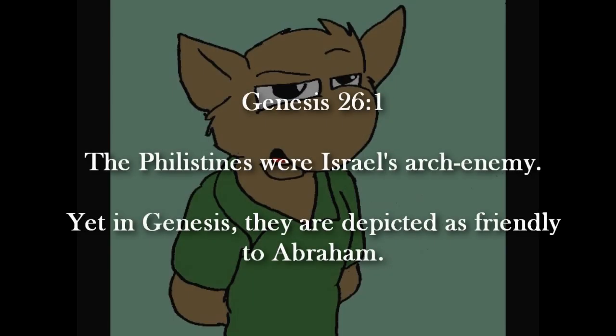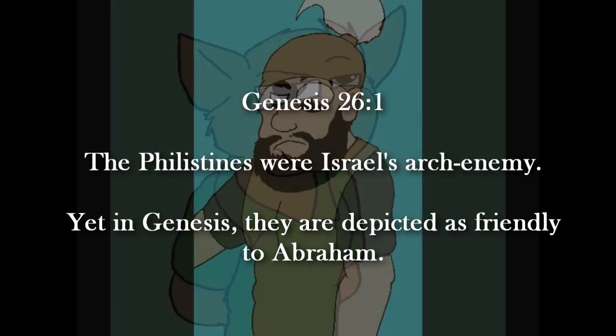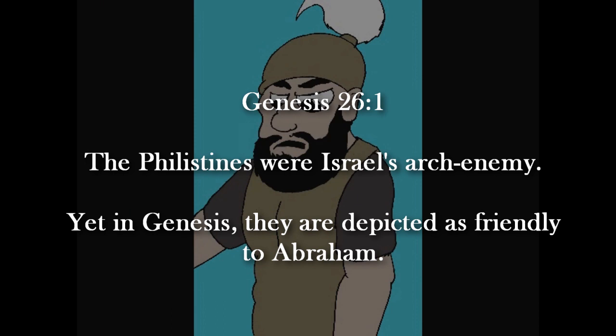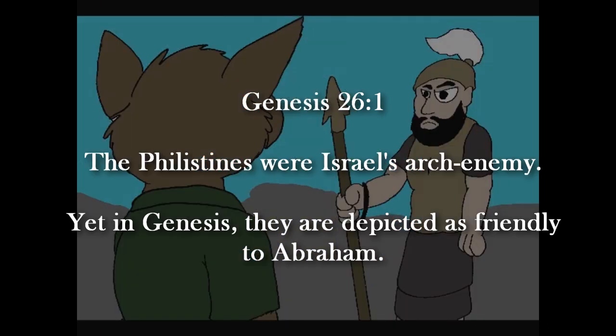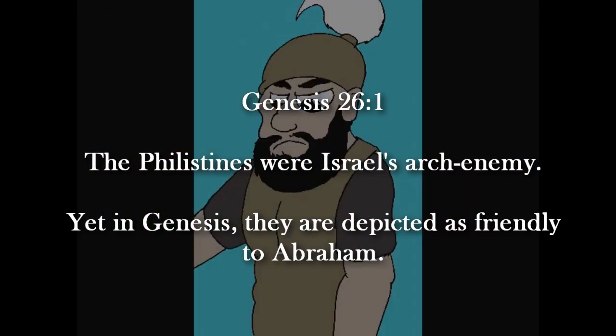Now notice first of all that the Philistines were Israel's traditional enemies, well known in the time when critics think that Genesis, Exodus, and Joshua were written. Yet in Genesis, they are depicted as friendly to Israel's founding patriarch. The Jewish scholar Nahum Sarna, in his commentary on Genesis, makes a pertinent observation in this regard.